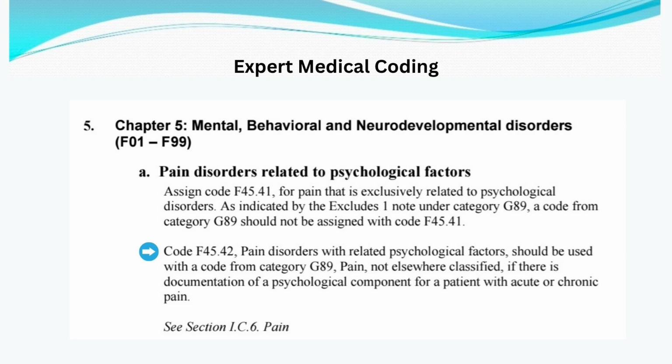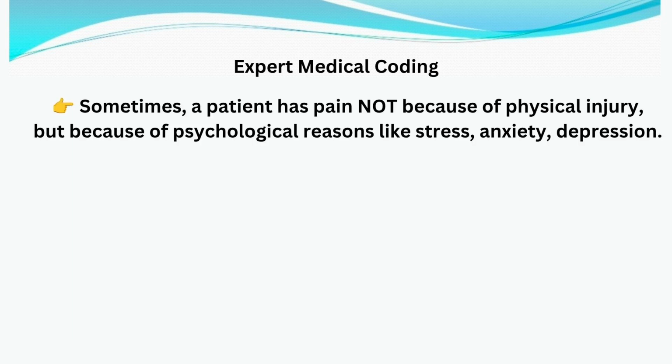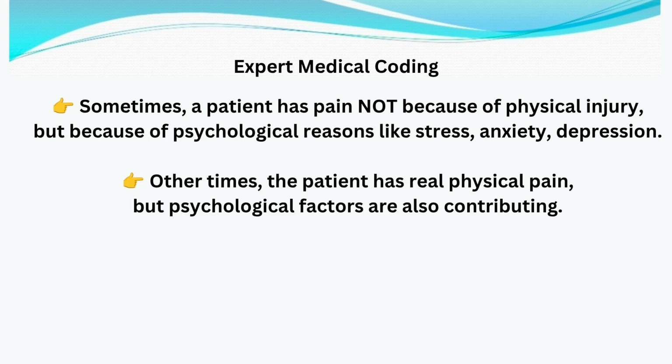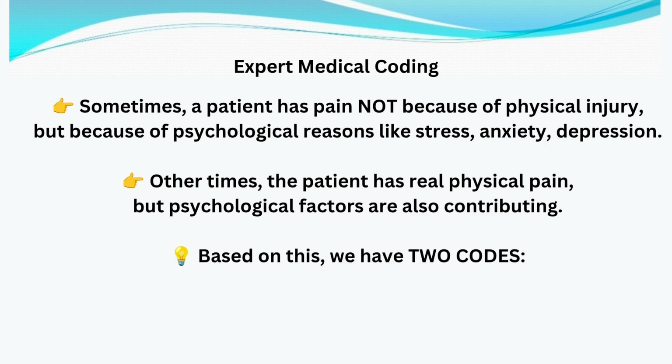Now that we have read the guideline, let's understand it in more detail. Sometimes a patient has pain not because of physical injury, but because of psychological reasons like stress, anxiety, or depression. Other times, the patient has real physical pain, but psychological factors are also contributing. Based on this, we have two codes, F45.41 and F45.42. Let's first start with F45.41.